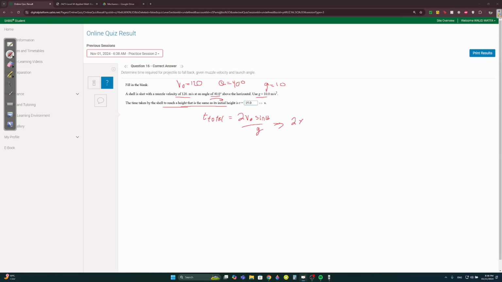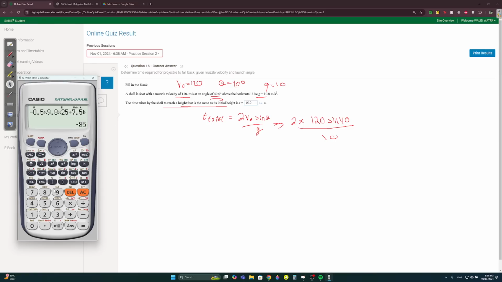So it's going to be 2 times V node sine theta, which is 120 sine 40, over 10. Let's see. 2 times 120 sine 40 divided by 10. 15 seconds.